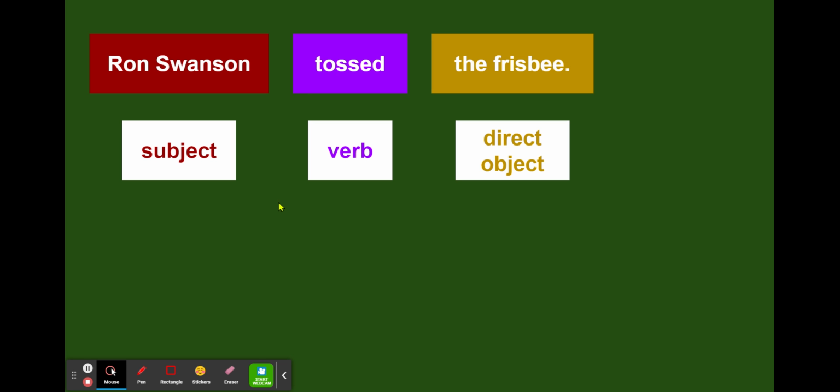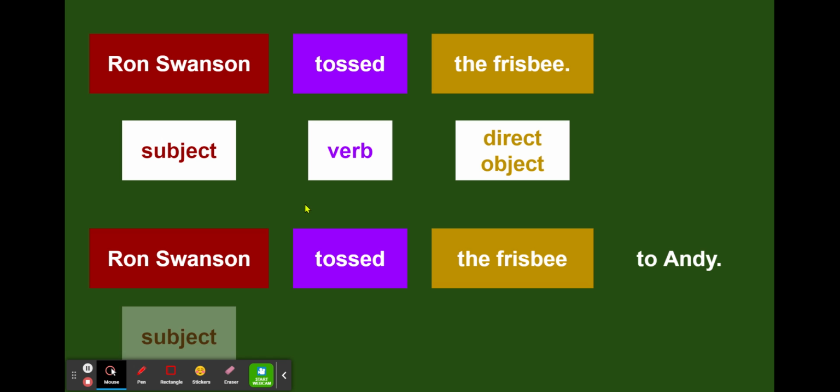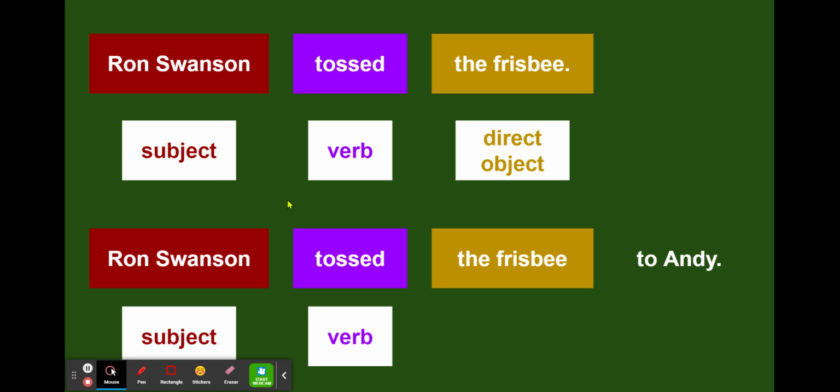Now we can add some more information to this sentence. And sometimes that information will be essential to the sentence and sometimes it won't be. So that's what we're looking at next. We have Ron Swanson tossed the Frisbee, and still we have Ron Swanson tossing the Frisbee, but this time it's to Andy. We've added new information here. And because this starts with the preposition to, this is called a prepositional phrase. Ron Swanson is our subject. Tossed is our verb. What did Ron Swanson toss? He still tossed the Frisbee. The Frisbee is still our direct object.